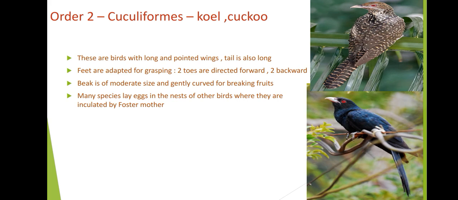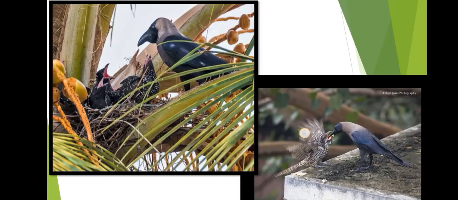The next one is Cuculiformes. Examples for the Cuculiformes are the cuckoo and koel. These also have modern bird features, and some of the birds can sing very melodiously. In the picture, the topmost bird is the female, and below the female there is a male bird. They are famous for singing, and many species lay their eggs in the nests of other birds, where they are incubated by the foster mother. The Cuculiformes lay their eggs in other birds' nests. They don't take care of their young ones, and the foster mother takes care of them. This is about parental care by the foster mother.